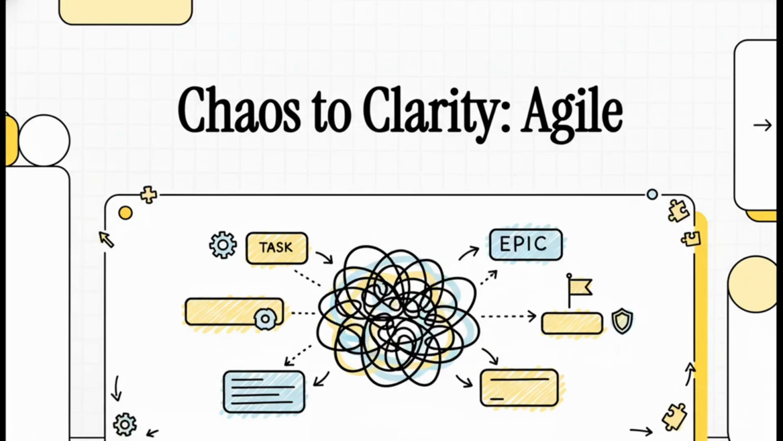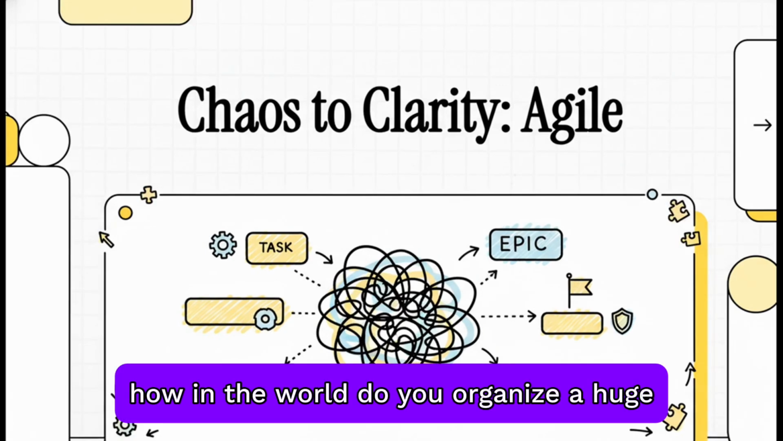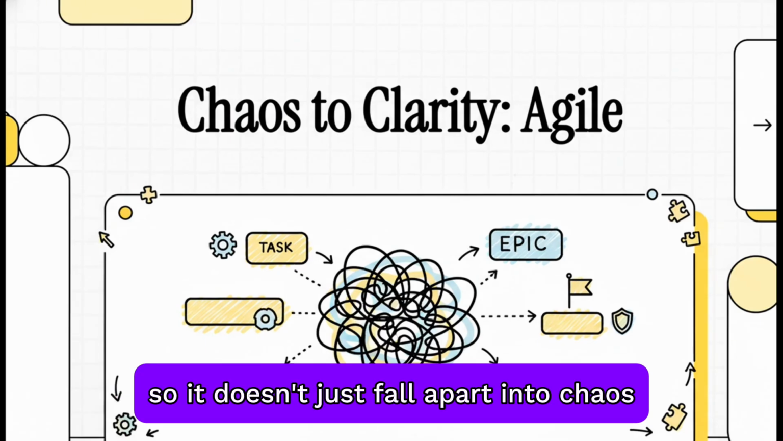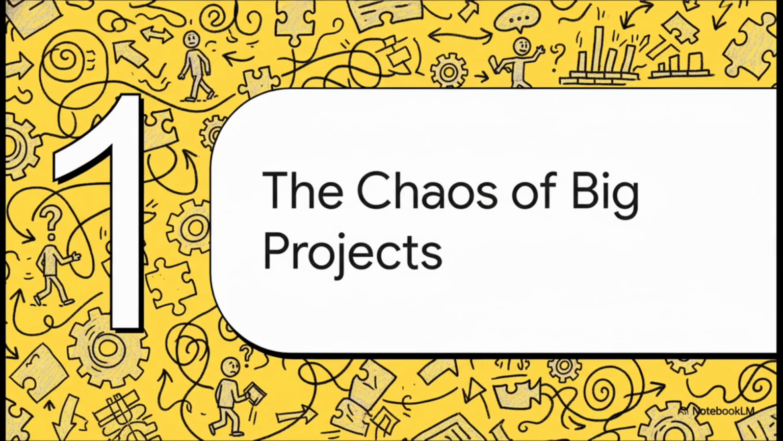All right, let's dive in. We're going to talk about a problem that every team runs into. How in the world do you organize a huge, complicated project so it doesn't just fall apart into chaos? Let's figure it out. First, we have to talk about the chaos itself.